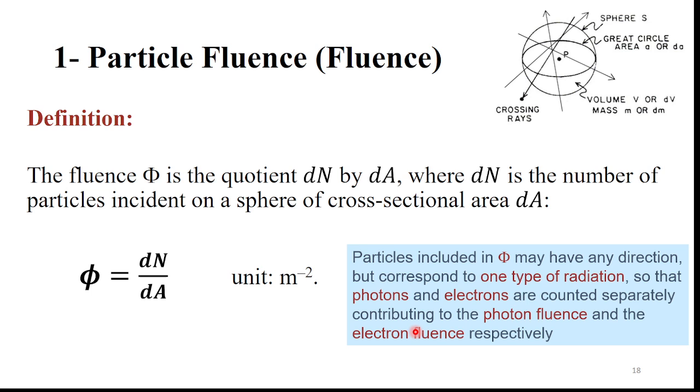So the fluence gives me a quantitative measure of the particle density incident on a specific area, and this allows us to understand how many particles of a specific type interact with the surface in a given radiation field. How many particles of a specific type? We can talk about photons, electrons, or other types of particles. How many particles interact with the surface in a given radiation field.